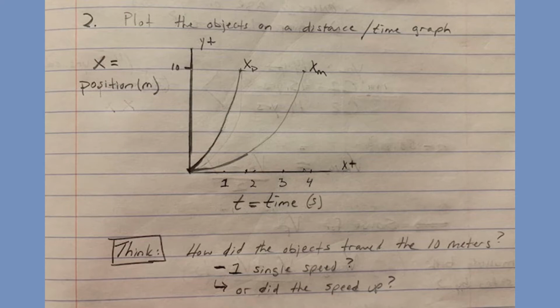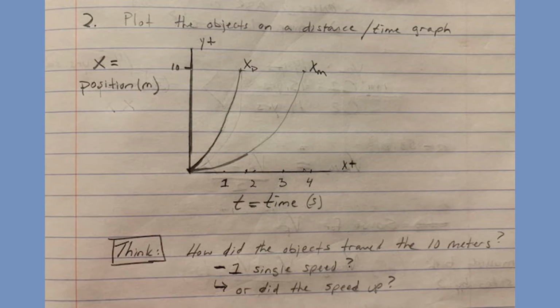Please also note that the change in position as represented by the line, both lines are parabolas. They're curved lines that slant upwards. You can see x sub d for my dog Doc and x sub m for my daughter Maeve.